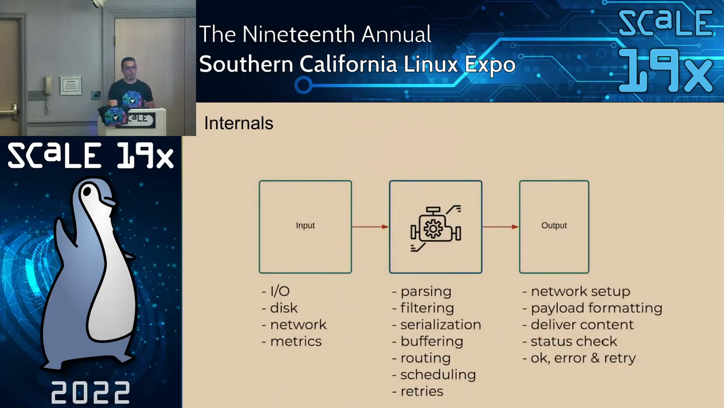And the output plugins have a different set of tasks to do. Mostly it's around network setup and formatting the data. You remember that I said that we serialize the data in our own format? Yeah, output plugins need to take that binary data and format it for the expected format of the destination. For example, Elasticsearch expects a JSON, right?